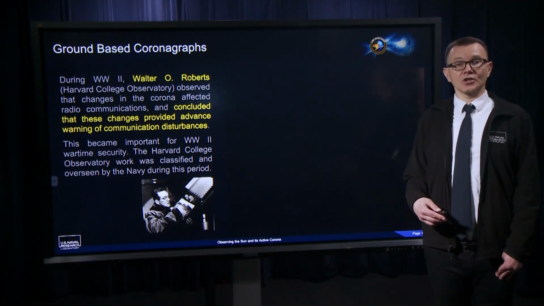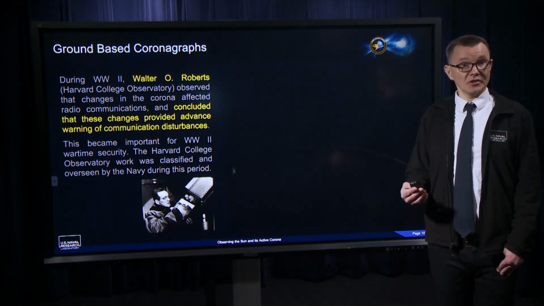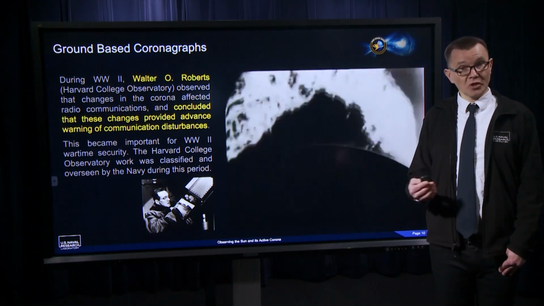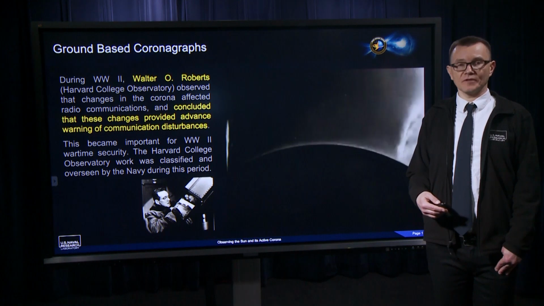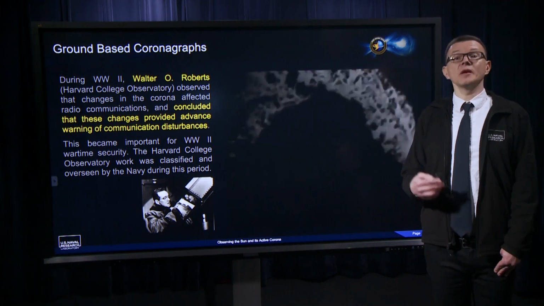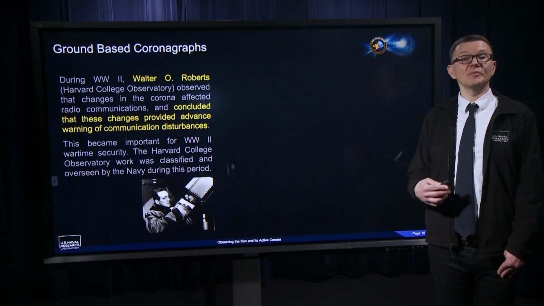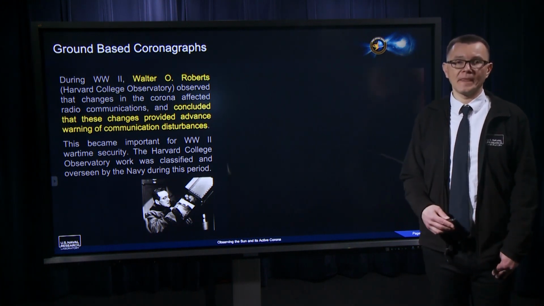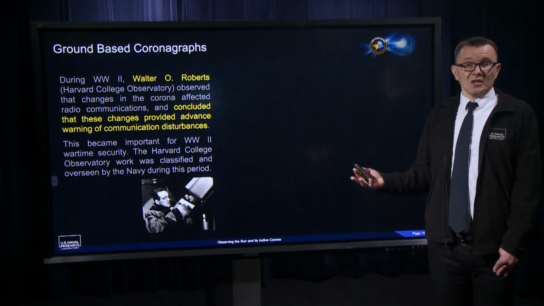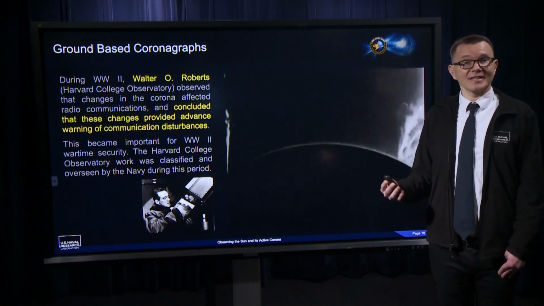The Harvard College Observatory work pursued by Roberts was classified and overseen by the Navy during this period. Note that the Harvard College Observatory was soon after renamed High Altitude Observatory. You can observe here in one of his movies an amazing eruption shaped in a magnetic structure reminiscent of a so-called flux rope. Once this structure leaves the field of view of the instrument, there were no means to follow them further away from the sun at that time.